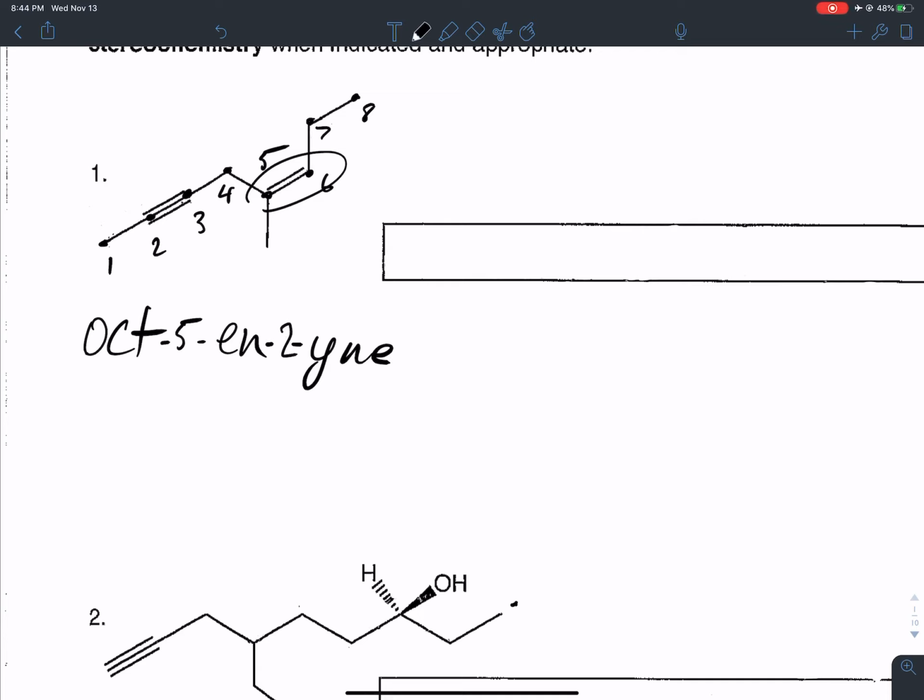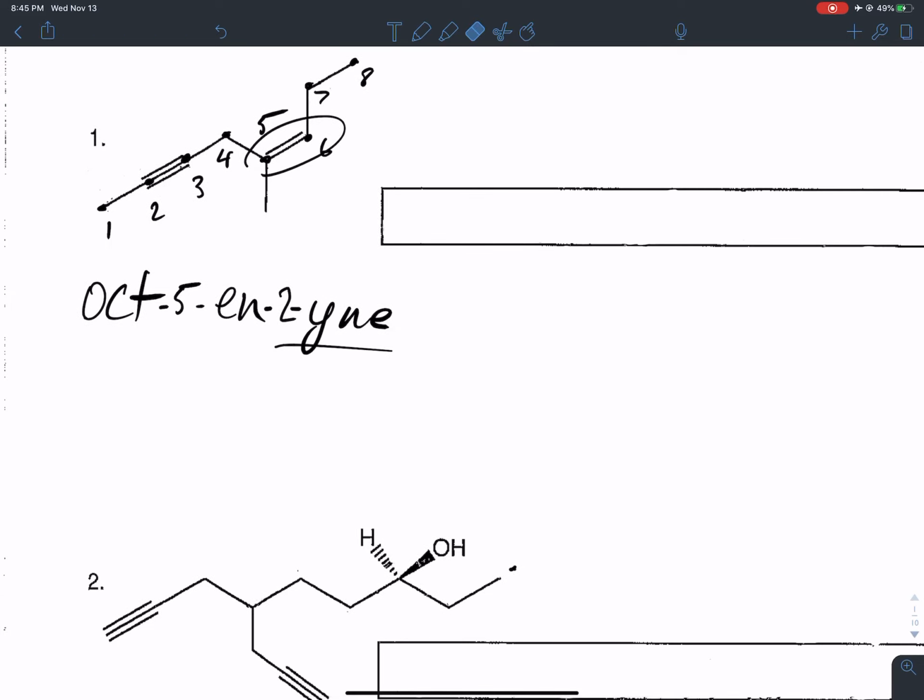There are different ways to rearrange the numbers. This is, I think, the best way, because if you're going to put the 2 by the yne, you might as well just stay consistent and do that the whole way through. Makes your life way easier when you're studying. Just put the 5 by the ene, the 2 by the yne. You're good. That, I think, is the simplest way to go about that.